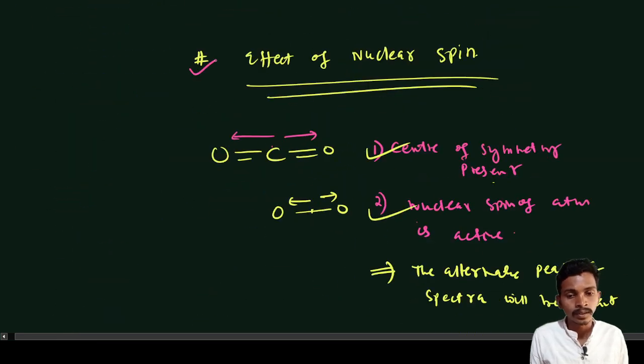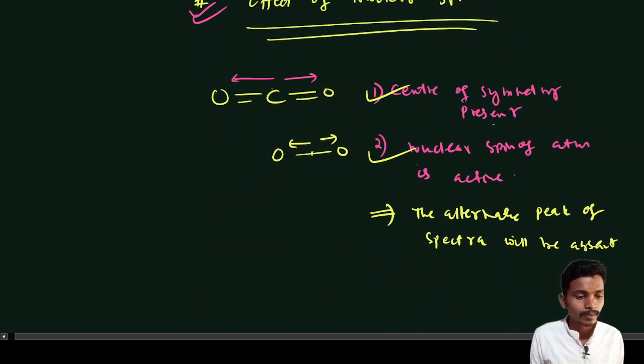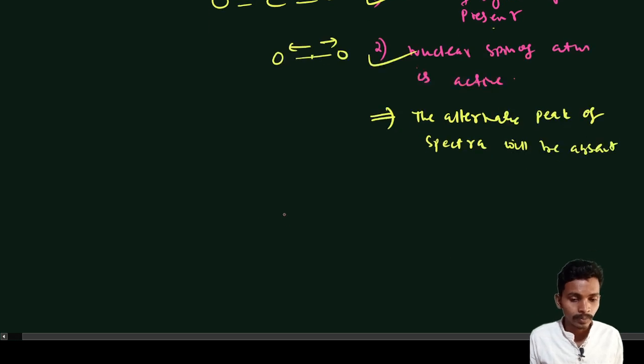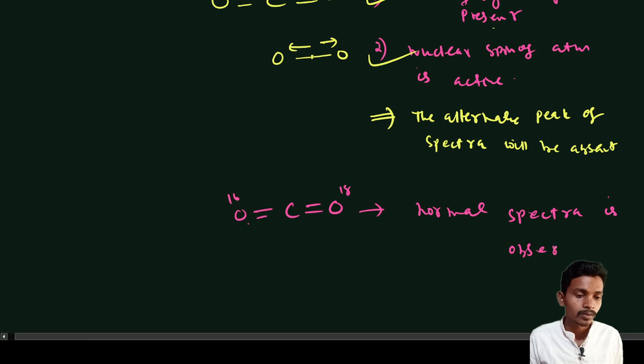Okay, so this is known as the effect of nuclear spins. So due to nuclear spins, if the center of symmetry is present, then this type of alternate spectra will be missed. And if you talk about CO, this is 16 and let's say this is 18. In that case, these two are not the same. So here the peaks will come, and normal spectra is observed. Okay. So today up to this. Thank you.